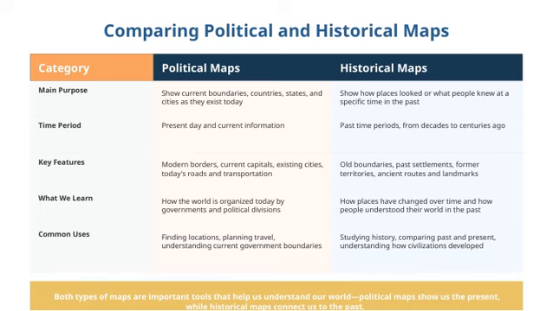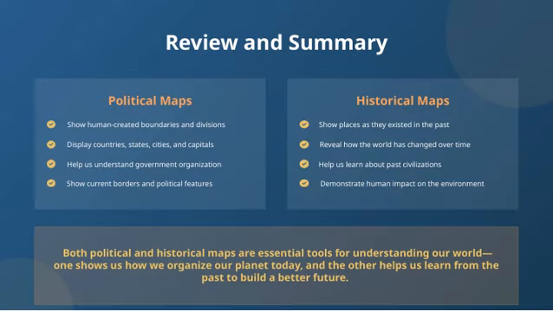Both types of maps are essential tools. They connect us to different times. Political maps help us navigate the present, while historical maps tie us to the past, enriching our understanding of how our world has changed over time. Let's take a moment to review and summarize what we've learned about maps. On one side, we have political maps, which are created by humans to show boundaries and divisions. These maps display countries, states, cities, and capitals, and they help us understand how governments are organized around the world. They also show current borders and political features, giving us a snapshot of today's world.